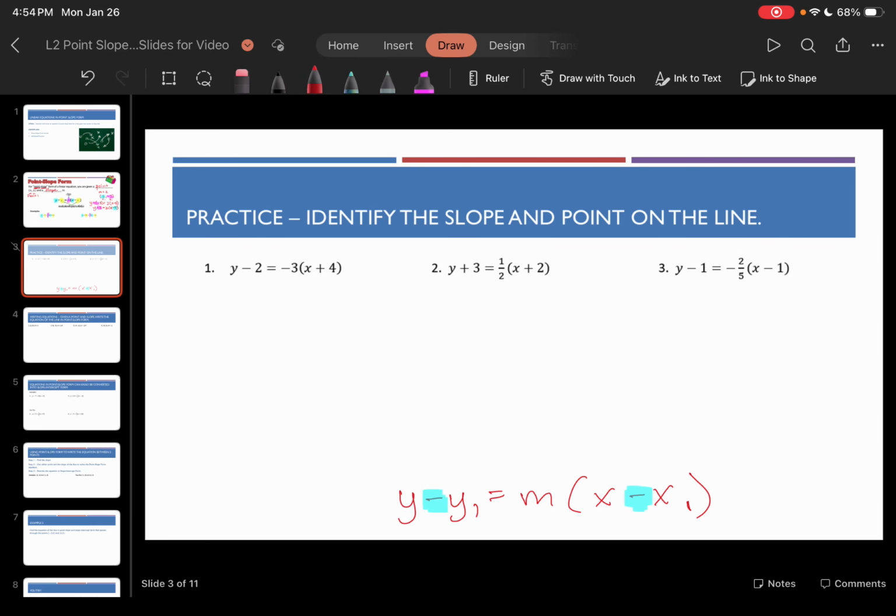So I'm going to start with the slope. The slope is in front of the parentheses. So the slope is normally the easy part. Our slope is -3 here. Now let's talk about our point. Remember the x is over in the parentheses. So that x value, it's x plus 4.